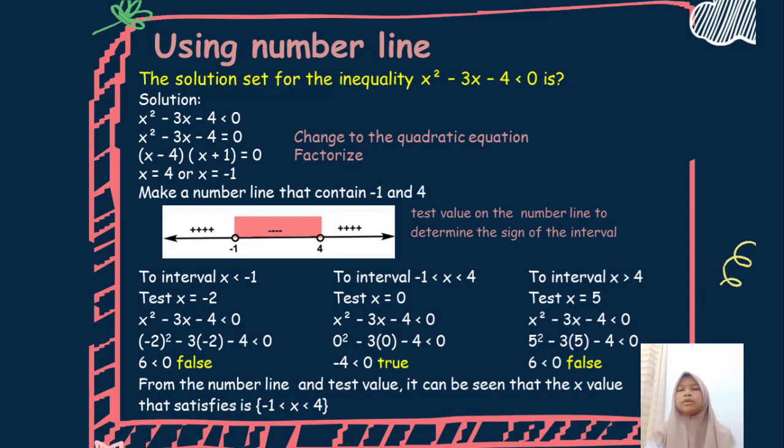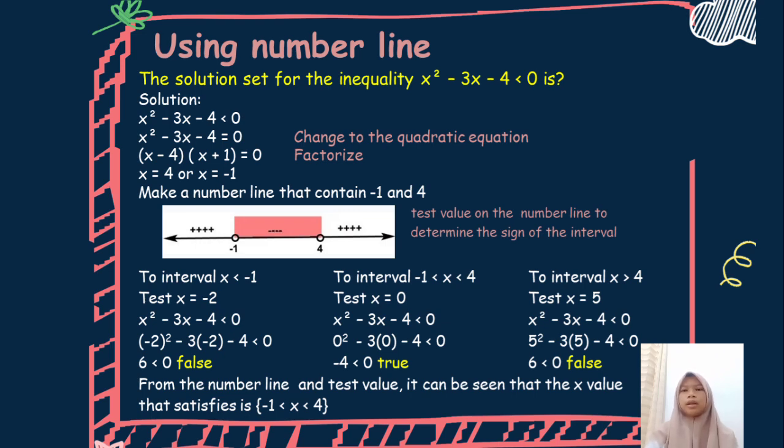The example for using a number line. The solution set for the inequality x squared minus 3x minus 4 is less than 0 is: solution. Step 1 is change to the quadratic equation. So we get x squared minus 3x minus 4 equals 0. Then factorize this equation. So we get (x minus 4) times (x plus 1) equals 0. So we get x equals 4 or x equals negative 1.